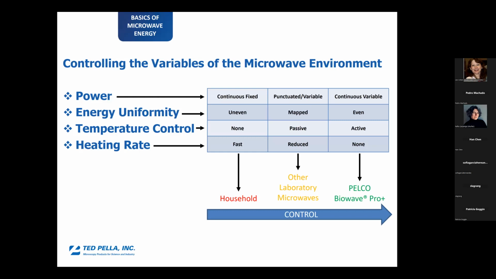So talking again about a household microwave, there is very little control at all, so that you have continuous fixed microwave energy. The energy is not uniform across the cavity. There are hot spots and cold spots. There is no temperature control at all, and the heating rate is high because that's the purpose. They want to cook food. However, in the BioWave, what we have is a continuous variable power level. The energy field is uniform across the chamber. There are active temperature control mechanisms, and the heating rate's been eliminated because we want to not cook our samples. So this is giving us more control over these variables.